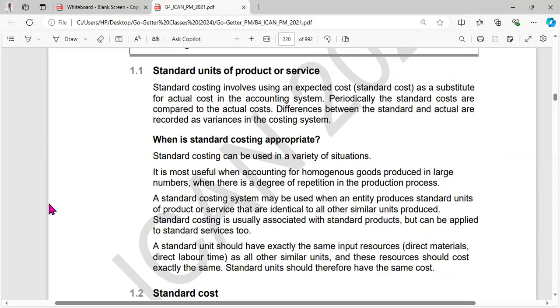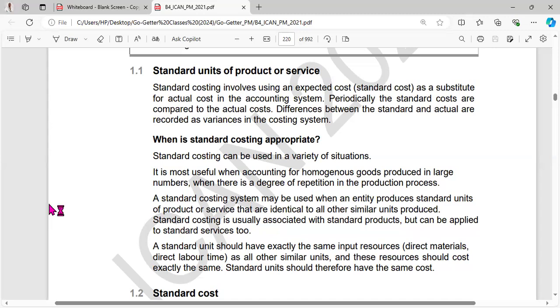It is most useful when we are accounting for homogeneous goods that are produced in large numbers. When they say homogeneous goods, this is similar goods. Example is bread. Let's say you have a particular brand of bread, that particular size, that particular flavor, you are producing it for a large quantity. So you want to know what is the standard cost to produce this bread. So that's when standard costing is going to be used.